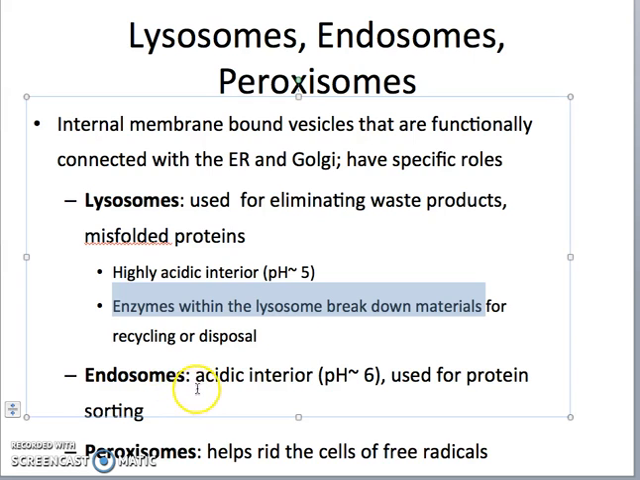Endosomes are another compartment that also have an acidic interior, not quite as acidic as a lysosome. You learn more about this in upper level courses. They're used for protein sorting. And then finally, peroxisomes are a class of internal structures, membrane-bound structures, that help rid the cell of free radicals. So lysosomes, endosomes, peroxisomes, all important and all sort of functionally connected to the ER and the Golgi.